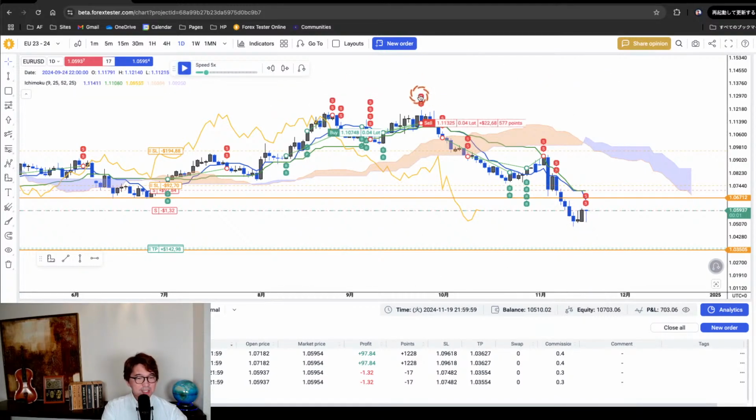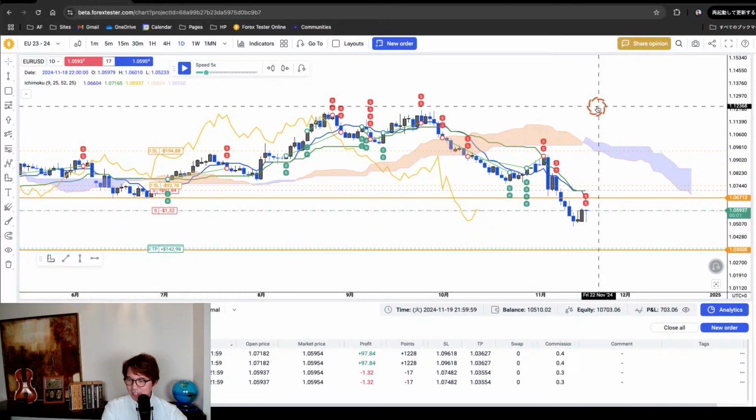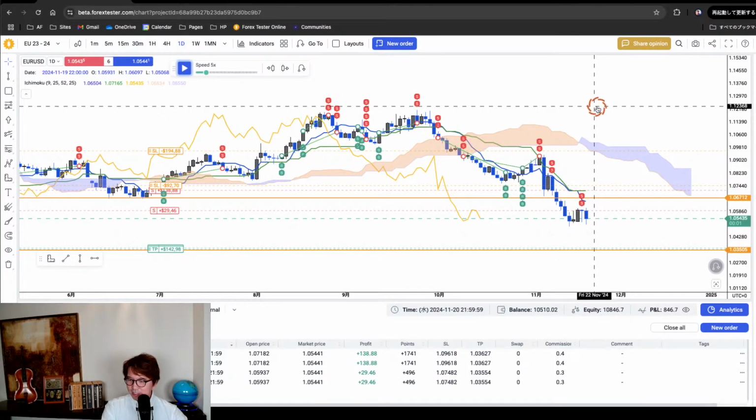Okay, I hope you're with me still. I hope I'm not moving too fast. But I just want to demonstrate how Ichimoku and Forex Tester Online works this way. And after this trade, let's check the analytics and see how the result looks like.